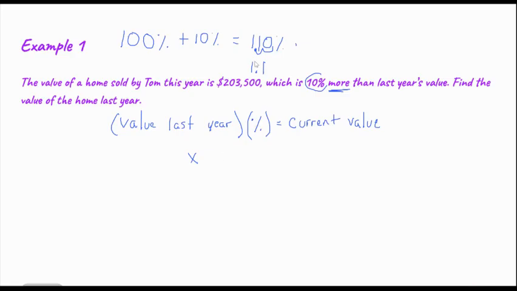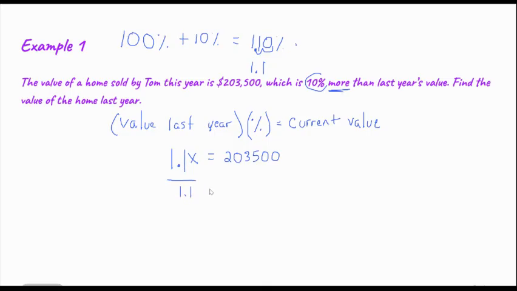So we can just put in an X for now. And then the percent, well, we already did that work up here. And this is going to be quite common. You look for the percent more, you add that to 100, and then you move your decimal place over. So that's times 1.1. I'll write it as a more traditional equation, 1.1x equals the current value, $203,500. So we have our equation, 1.1x equals $203,500, and this becomes an equation we've solved for dozens of times.